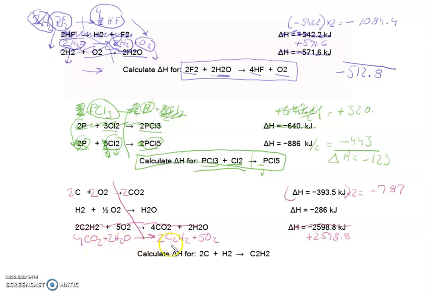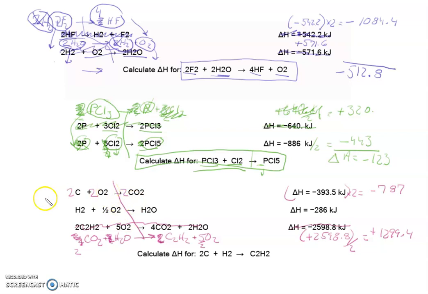And for this one, I've got a couple of things I have to deal with. The main one is that I have 2 C2H2s, but at the end I only want 1. So I'm going to cut this whole equation in half. This is going to become a 2. This is simply going to become an H2O. This is simply going to become C2H2. And this is going to become 5 halves O2. So again, I'm going to divide this in half, and I'm going to get positive 1299.4. So now let's see, I flipped what I needed to, which is the third one.